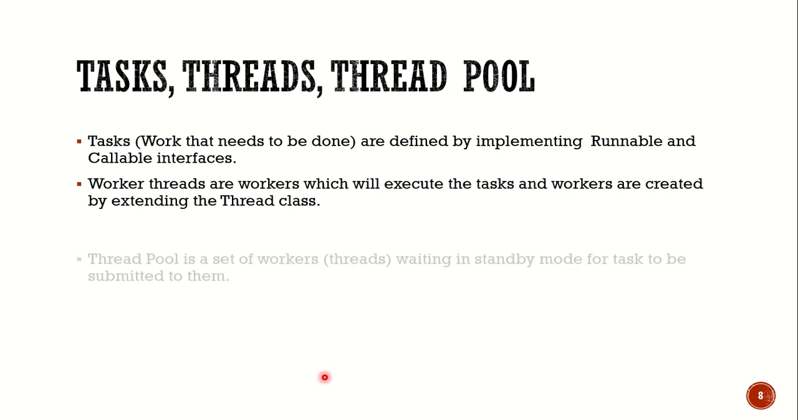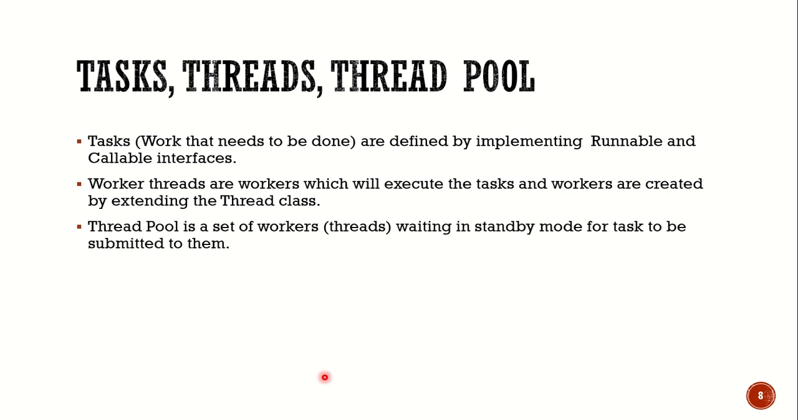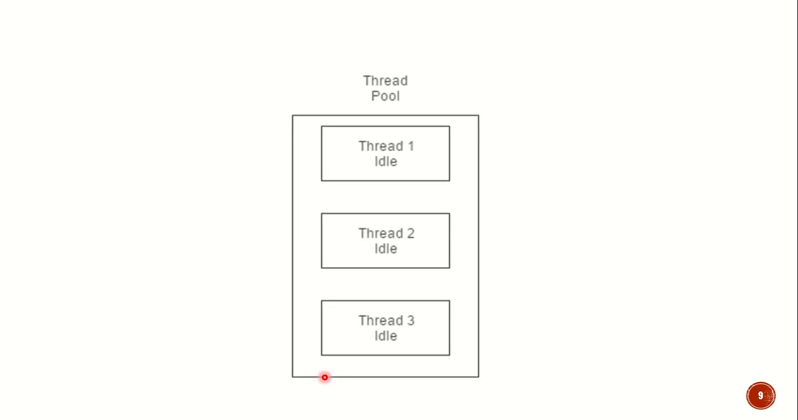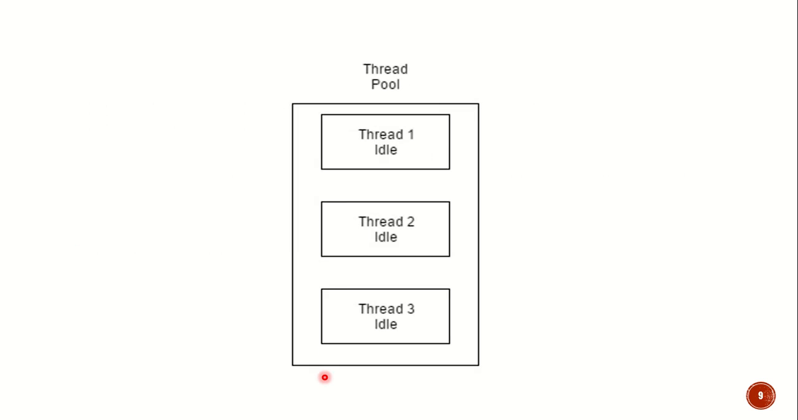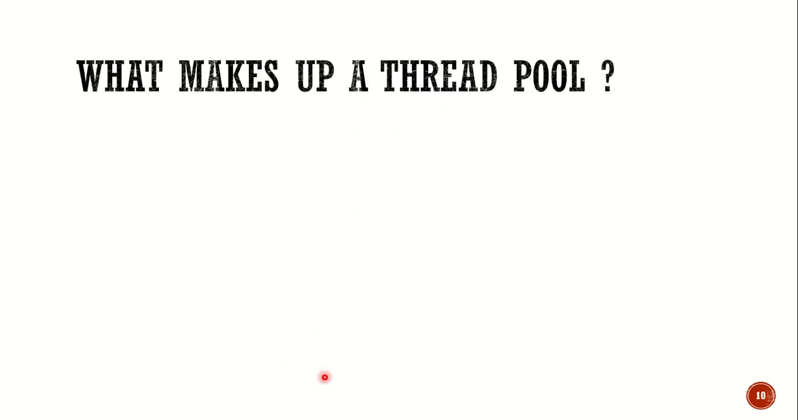So what is a thread pool? A thread pool is a set of workers or threads waiting in standby mode for tasks to be submitted to them. If we consider this as a thread pool, then we have three threads waiting in standby mode to accept the task. To understand how a thread pool works, let's see what makes up a thread pool.